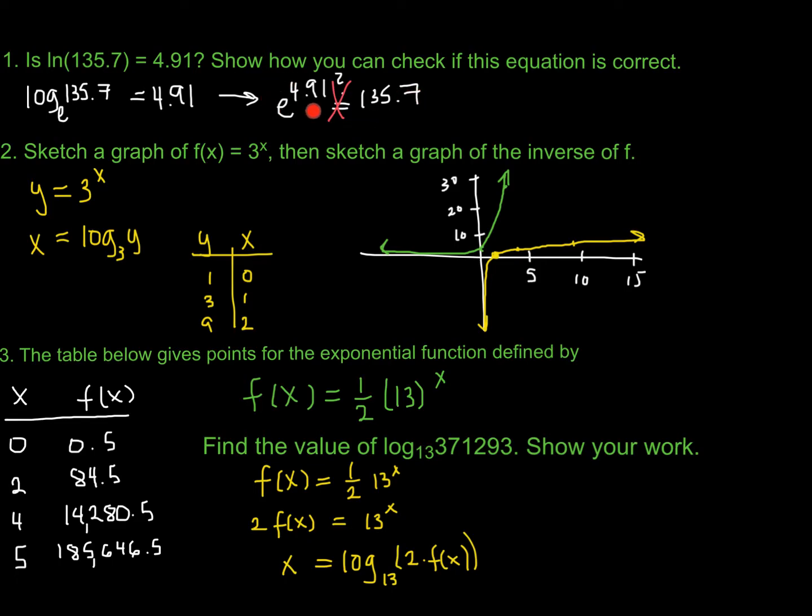I can use Wolfram Alpha or my calculator to raise e to the 4.91, and while I'll get something very close, I won't actually get 135.7. So there I would have to say no, they are not equal. All right, here more work with inverses. So if I sketch a graph of the exponential function 3 to the x, that's pretty simple. It's an exponential function that's increasing. Exponential growth there.